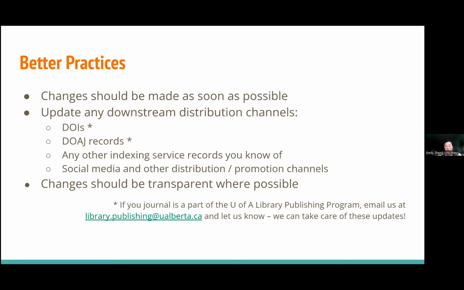Now, as for a couple of the more practical, better practices, we recommend making changes as soon as possible because the length of time that a work is publicly available allows for the incorrect information to be further disseminated through search engines as well as sharing networks. Any downstream distribution channels should also be updated if you can. This can include updating your DOIs, your DOAJ records. If you publish with the U of A library publishing program, to do these two steps, you can email us at library.publishing@ualberta.ca, and those are a part of our services.